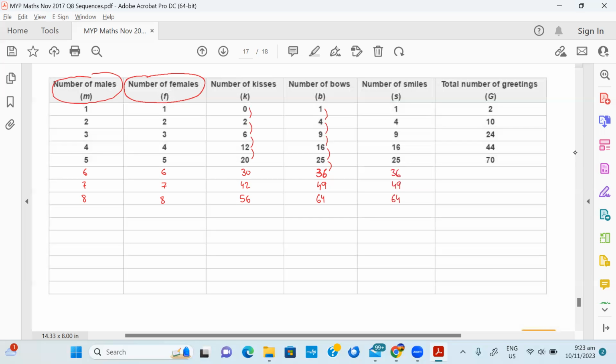It's just, इसका जनरल रूल क्या होगा? n स्क्वायर, या सॉरी, m स्क्वायर या f स्क्वायर. इसका भी जनरल रूल क्या होगा? m स्क्वायर या f स्क्वायर.